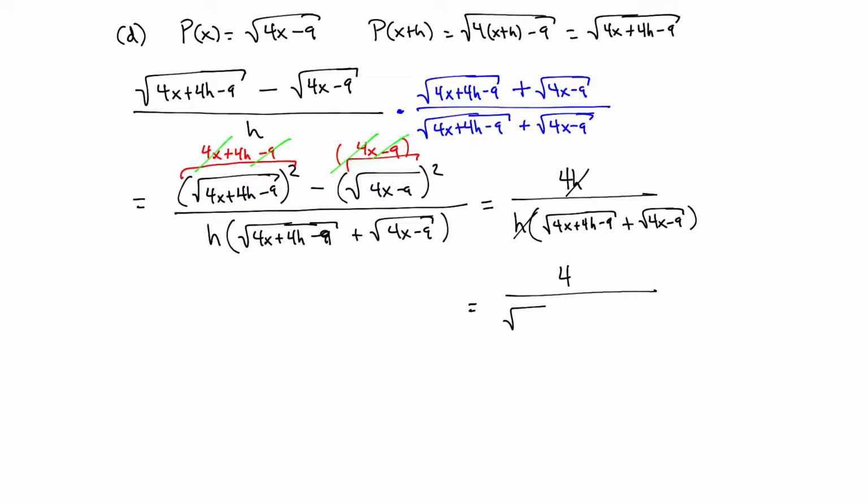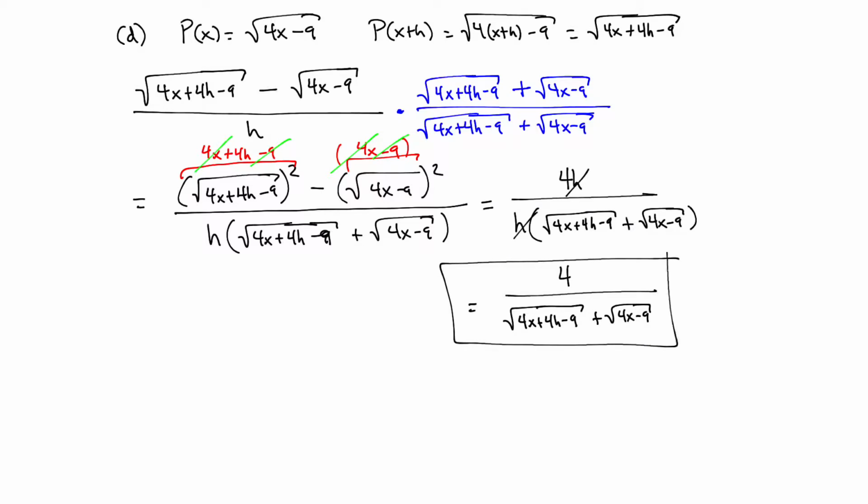This is a very, very tricky situation, and one that I would really only ask of my calculus students. There probably is one in your homework, but not much more after that in this context. So the square root of 4x plus 4h minus 9 plus the square root of 4x minus 9. And since we've canceled the h, we know we've got the right answer.